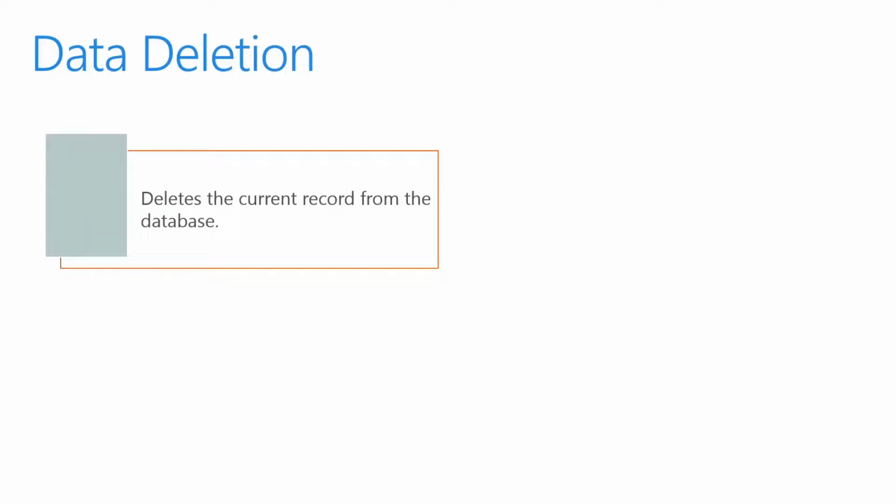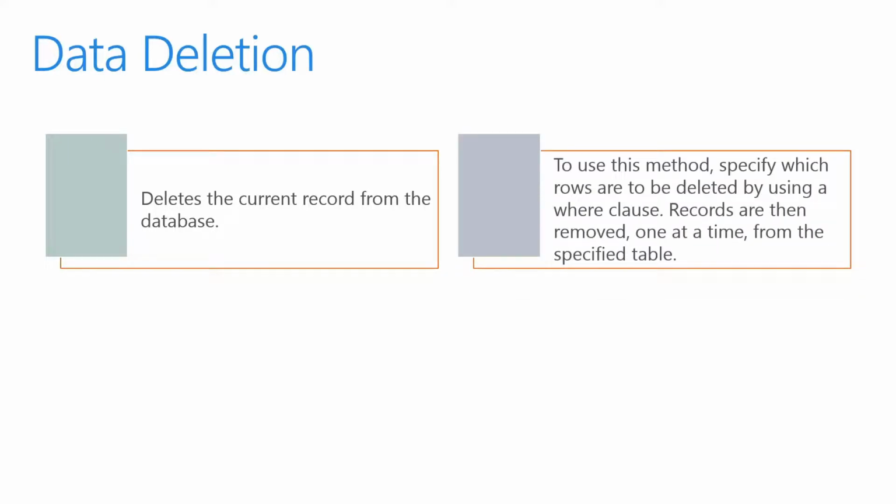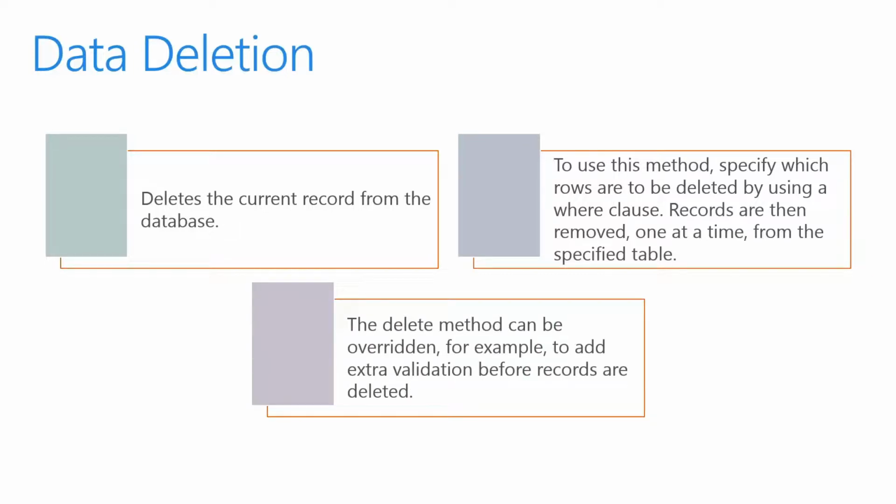This will delete the current record for the database. To use this method, you'll specify which rows are to be deleted by using a where clause. Records are then removed one at a time from the specified table. The delete method can be overridden, for example, to add extra validation before records are deleted. For performance, bulk deletes can be performed utilizing the delete from.